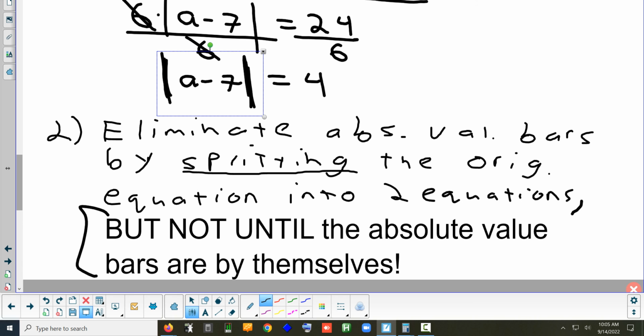So when we split this into 2 problems, what we're going to be doing is solving 2 different equations. And we're going to usually get 2 different answers. So these kind of equations are a little bit different because they have more than one answer. They have 2.